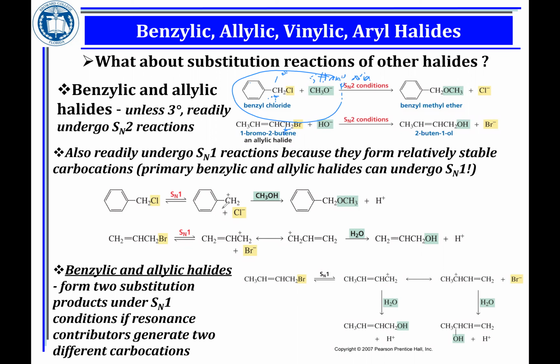So if you have methanol as the nucleophile, because it's a weak nucleophile, it's going to be SN1. Here you have a weak nucleophile. For a weak nucleophile, SN1. For a strong nucleophile, it would be SN2. If it's tertiary, it would definitely be SN1.